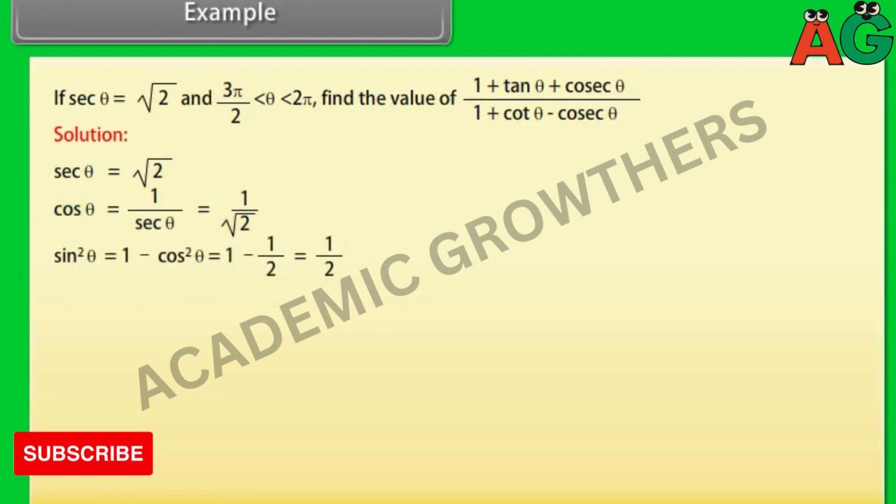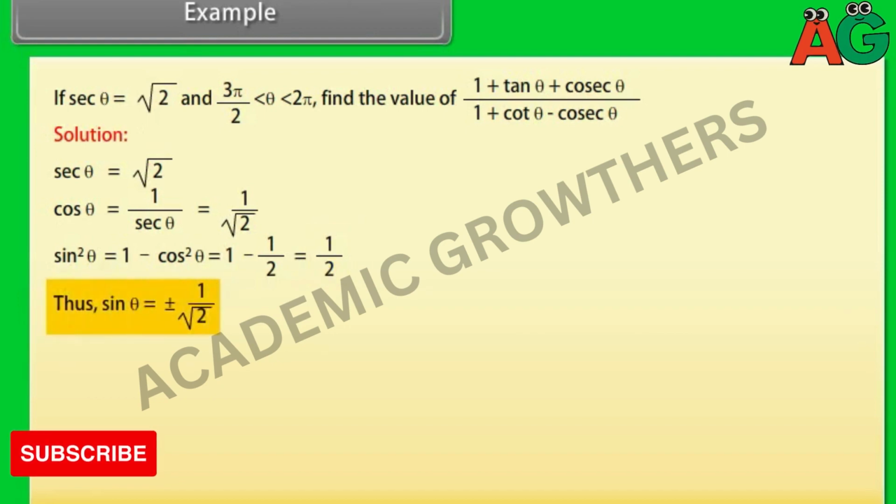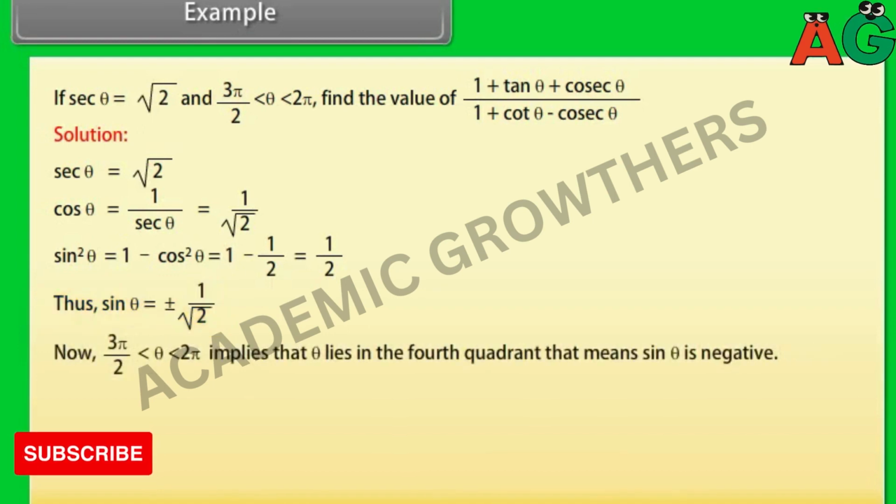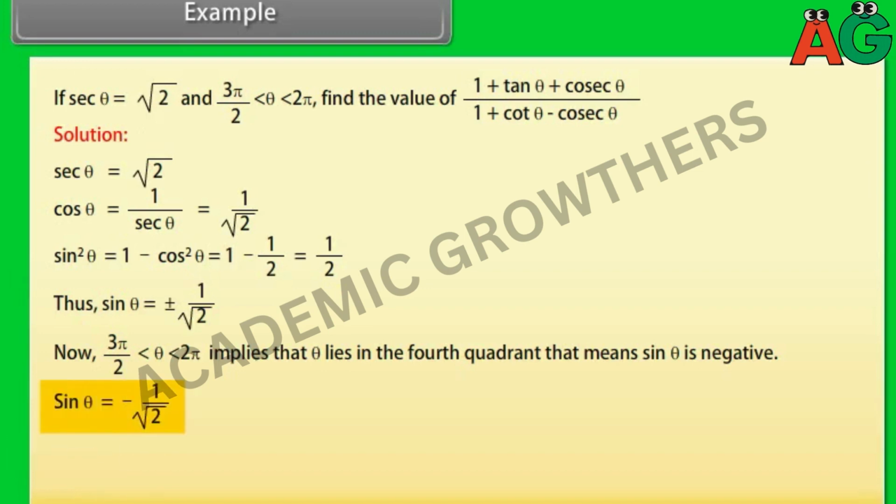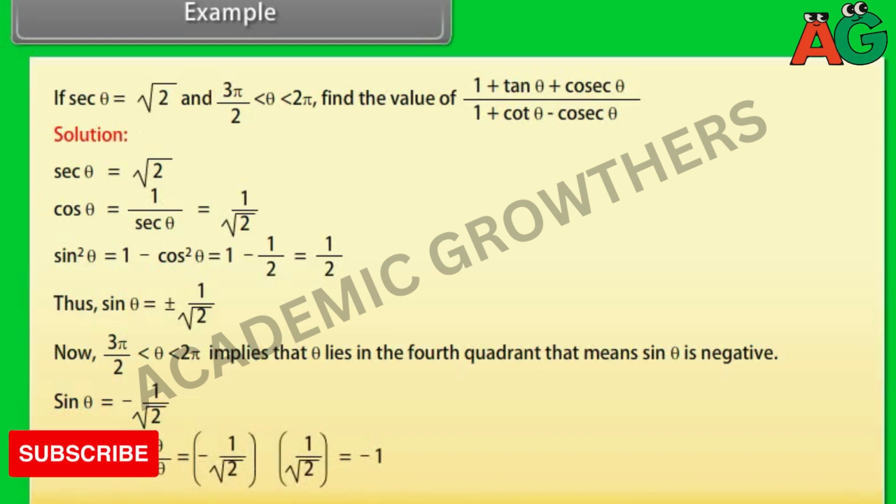Sine square of theta is equal to 1 minus cos square of theta is equal to 1 minus half is equal to half. Thus, sine of theta is equal to plus minus 1 by under root 2. Now, 3 into pi by 2 less than theta less than 2 into pi implies that theta lies in the fourth quadrant. That means sine theta is negative. Sine of theta is equal to minus 1 by under root 2. Tan of theta is equal to sine of theta by cos of theta is equal to minus 1 by under root 2 upon 1 by under root 2 is equal to minus 1.